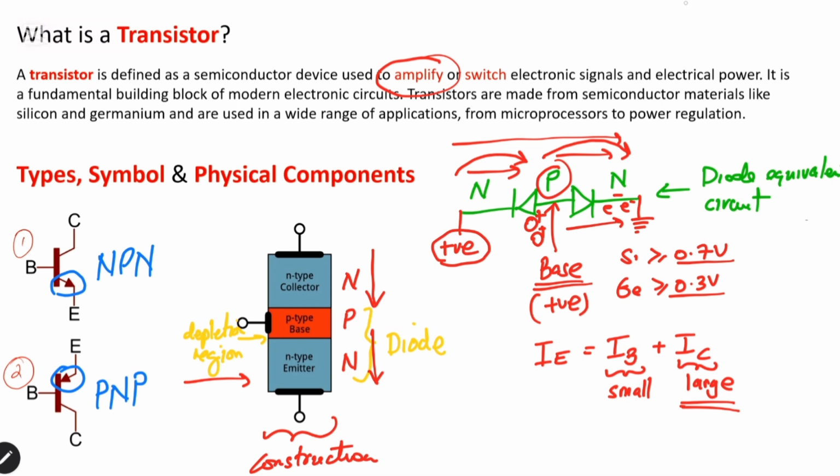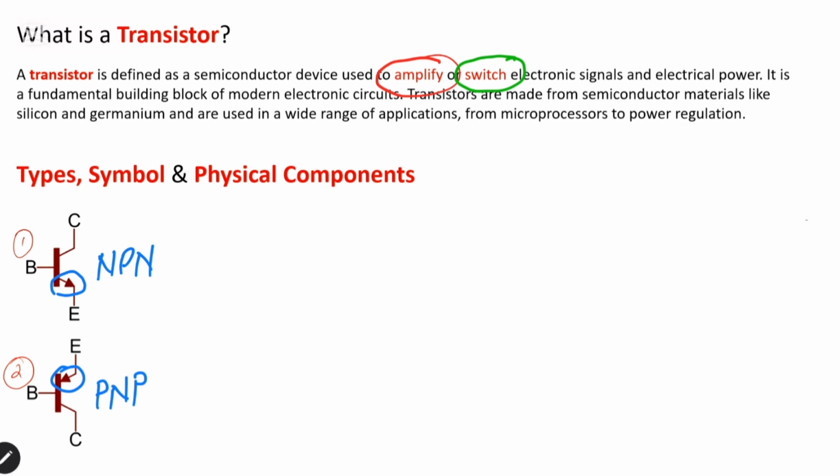In this video, we will only focus on using a transistor as a switch. In a later video, we'll look at how a transistor can be used as an amplifier. Since we already understand what the NPN transistor is, now let us look at the PNP transistor.